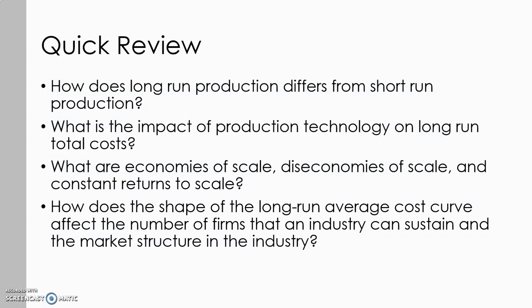Quick review here. How does long-run production differ from short-run production? What's the impact of technology on long-run total costs? What are economies of scale, diseconomies of scale, and constant returns to scale? And how does the shape of the long-run average cost curve affect the number of firms in an industry that the industry can sustain and the market structure of the industry? We'll talk a little bit about market structure, starting with perfect competition next week.